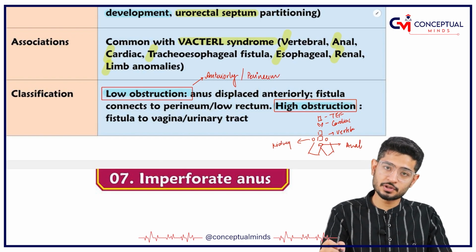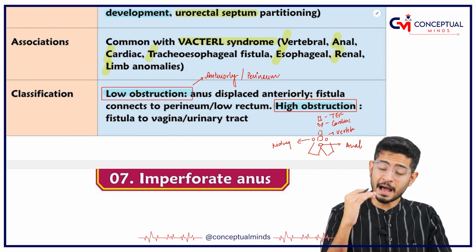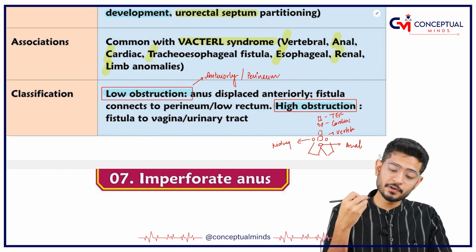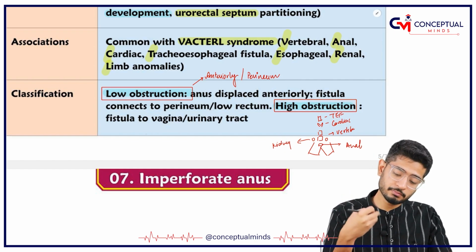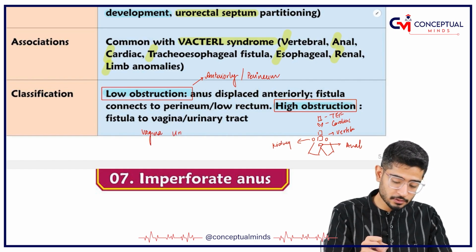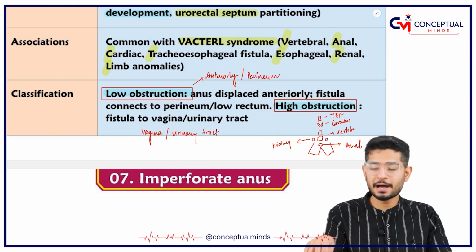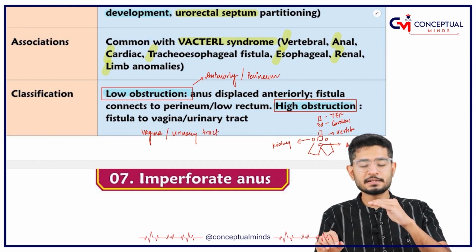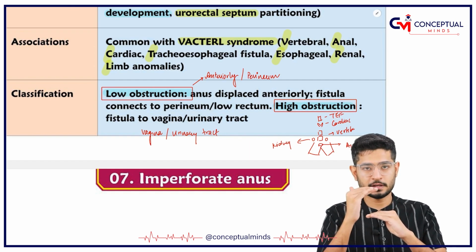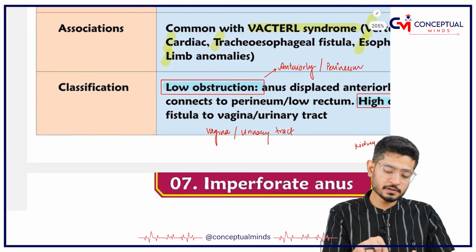Whereas high obstruction means that the obstruction is at a high level, so that's why the fistula is going to develop either in the vagina or in the urinary tract. If you can't imagine, just understand that the vaginal opening is of course above, the urinary tract opening is of course above, and the perineum is of course below.